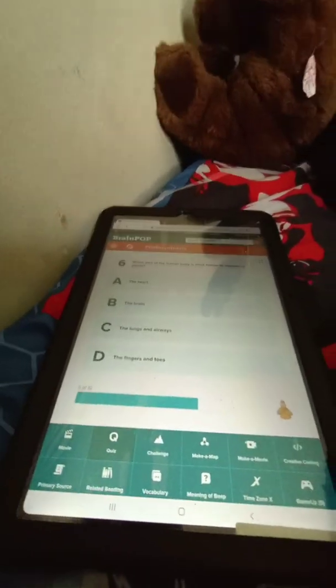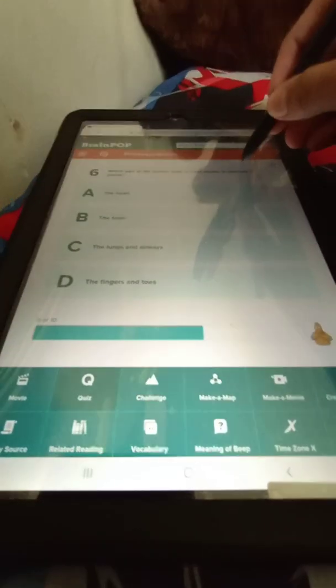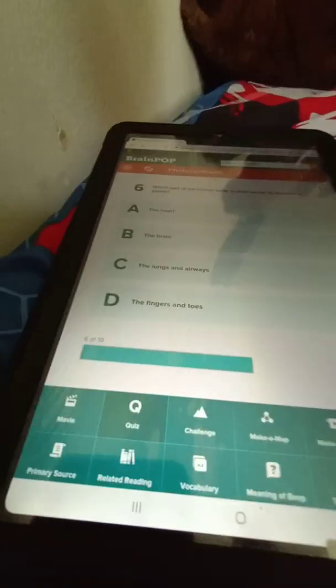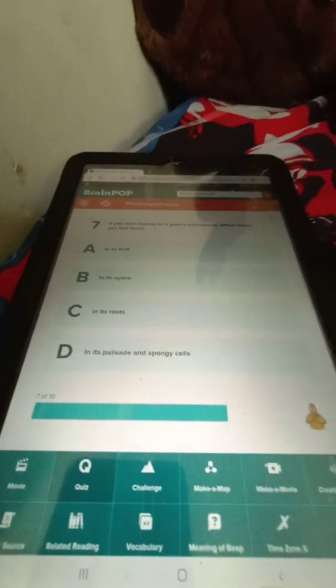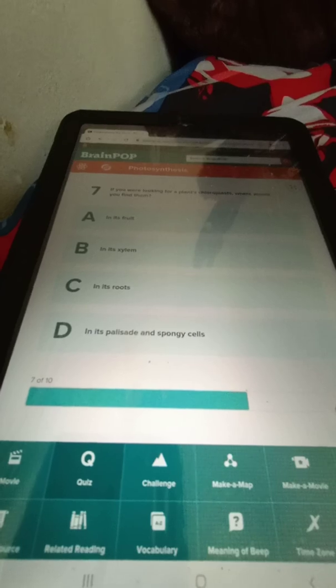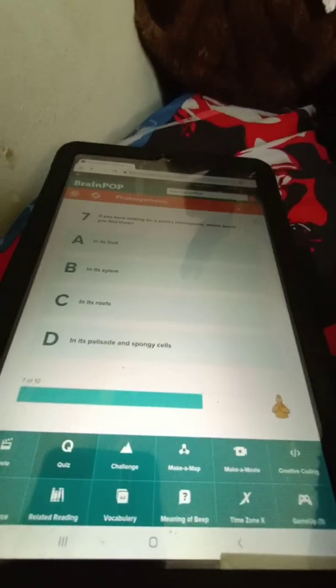Which part of the human body is most similar to stomata in plants? 7 seconds. 5, 4, 3, 2, 1. It is the lungs and airways, and it's C. If you're looking for a plant's chloroplasts, where would you find them? We just heard it. 5 seconds. 3, 2, 1. The answer is in palisade and spongy cells.